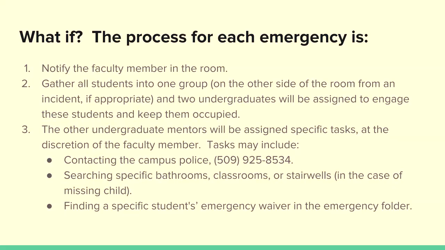Then as mentors, several of you are going to gather all the students into one group on the other side of the room if there's an incident in the specific room. And 2 undergraduates, 2 mentors should be assigned to engage all of the students and keep them occupied. Whatever you need to do, like a human knot, or some quick games of tag, to keep them occupied and focused on the other side of the room is what you're going to do to help out. The other mentors will then be assigned specific tasks by the faculty member.